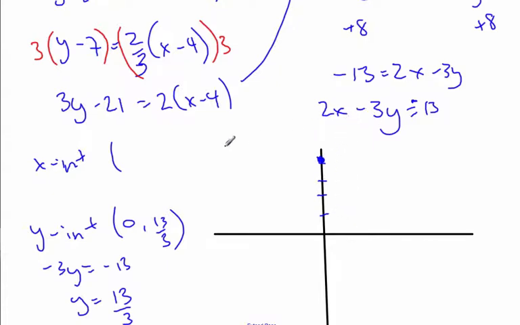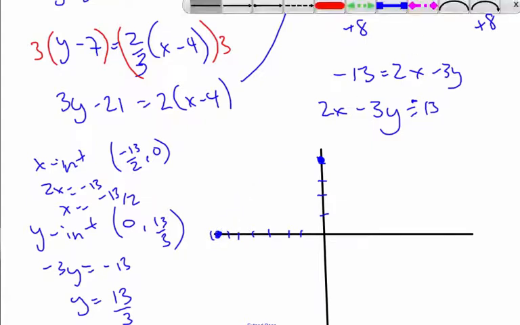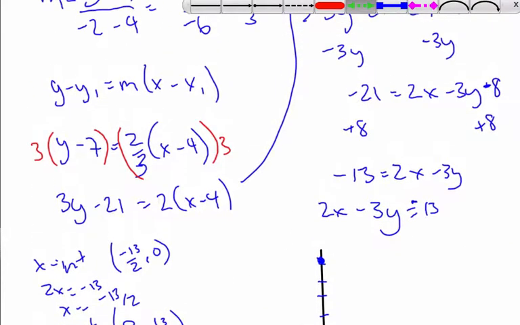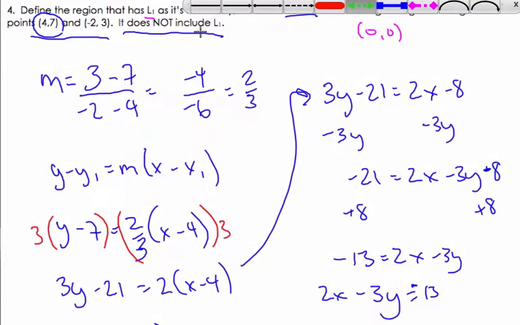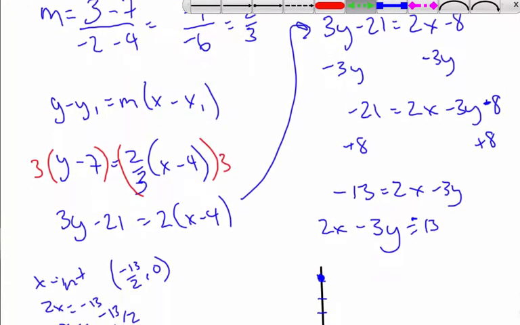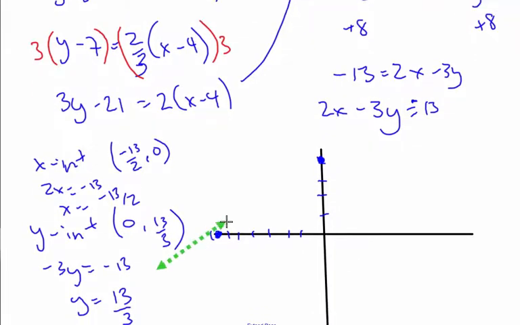Okay, and then when y is 0, we get 2x equals negative 13. So x is negative 13 over 2, which is negative 6.5. 3, 4, 5, 6, 7, so right here. So we know our line is going to go from here to here. Now it does say in the problem that the line is not included. So I'm going to use a dotted line to show that. There we go. Dotted line.